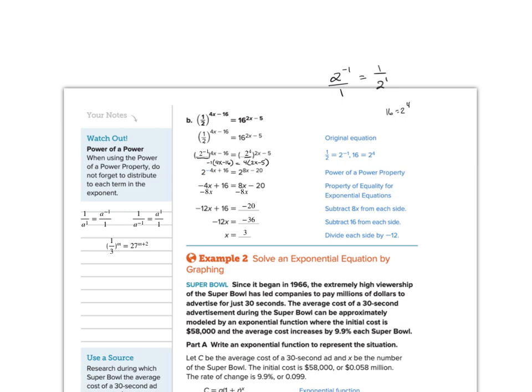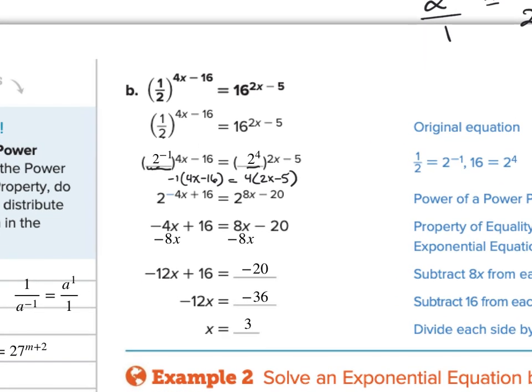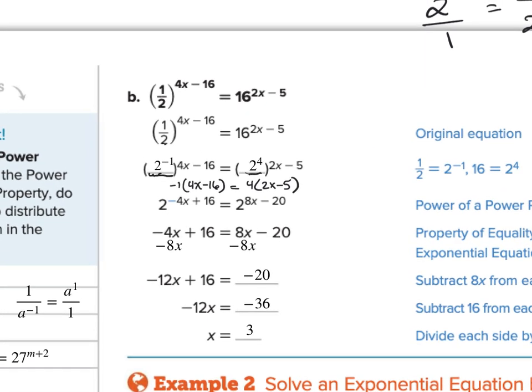Because we could have said right here that our base is 2. Then we have an exponent raised to an exponent. So when they use the distributive property, distributing negative 1, we get negative 4x, and then negative 1 times negative 16 is positive 16, equals 4 times 2x is 8x, 4 times negative 5 is negative 20. So your exponents, now that we have like bases of 2, would be negative 4x plus 16 is equal to 8x minus 20.